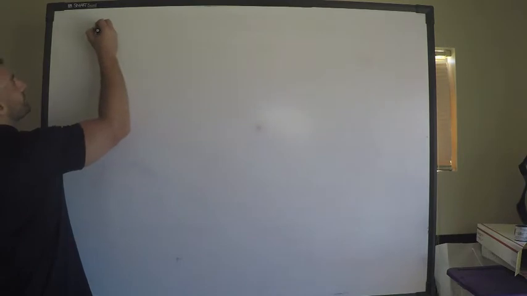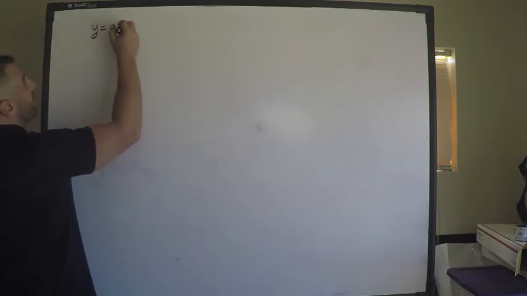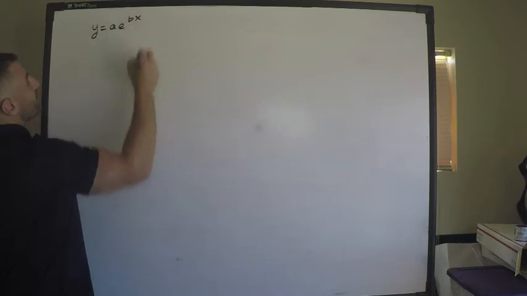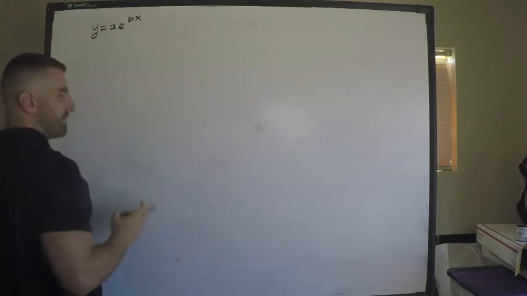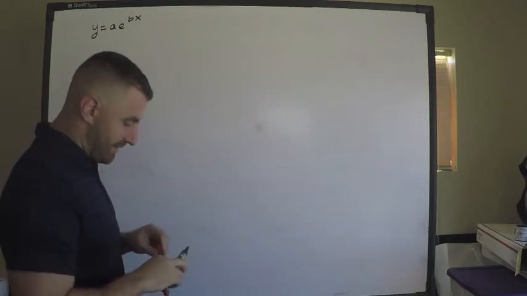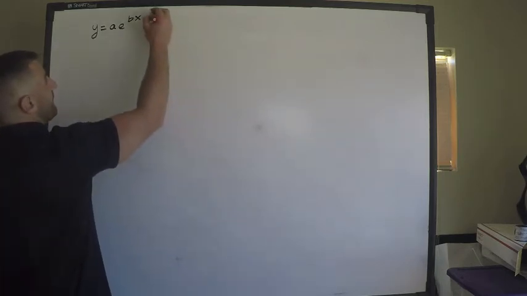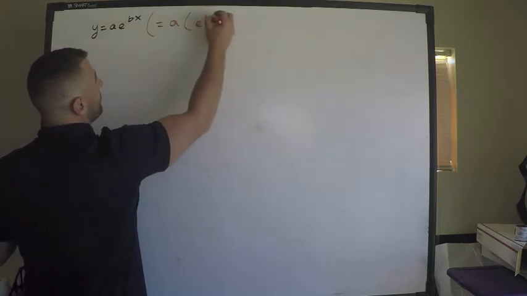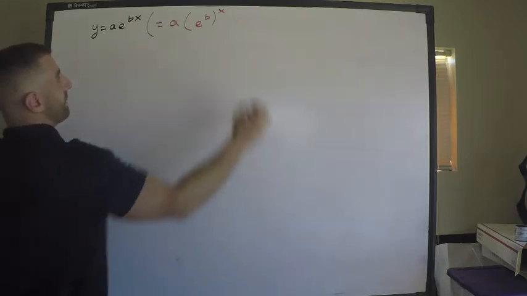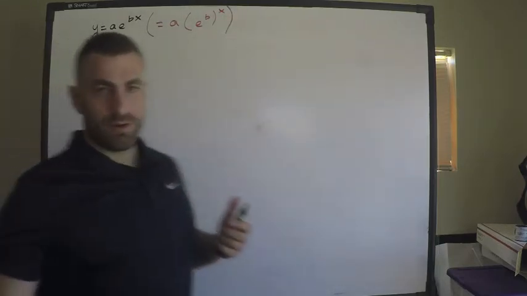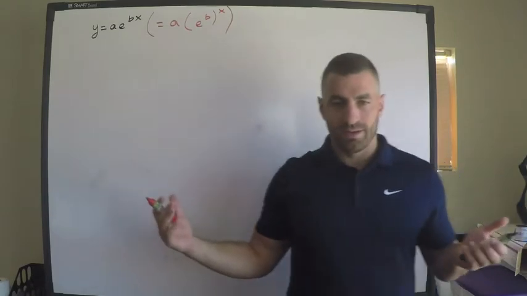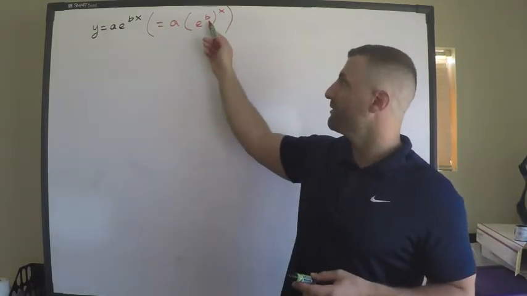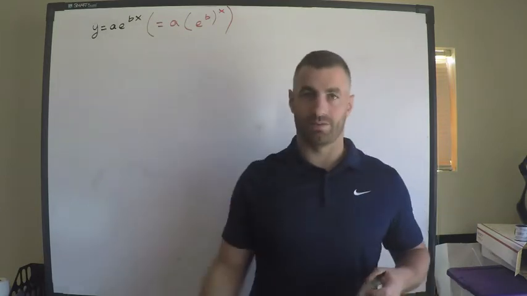Let me write some stuff down. So we're looking at y equals a e to the bx. And if you think about this for a second, just to digress a moment, this is the same thing as saying this was equal to a times e to the b, raised to the x, right? Because if you recall from high school algebra, if you take an exponent to an exponent, you multiply the exponents. So e to the b to the x is e to the bx.